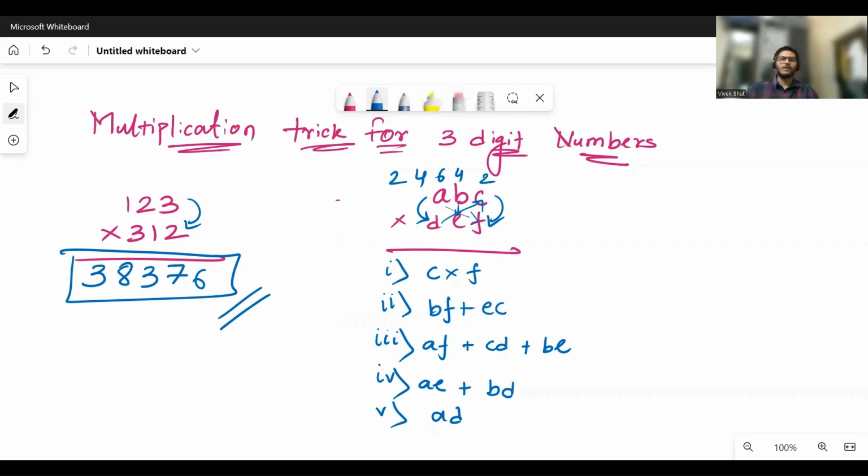So I hope you know now how to multiply any 3-digit numbers in a real quick time. So just practice it, and I'm sure that you will do it in a real quick time.